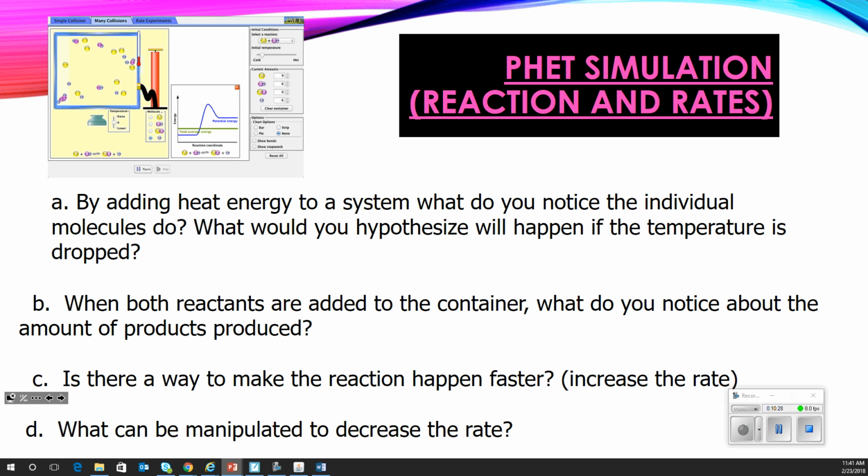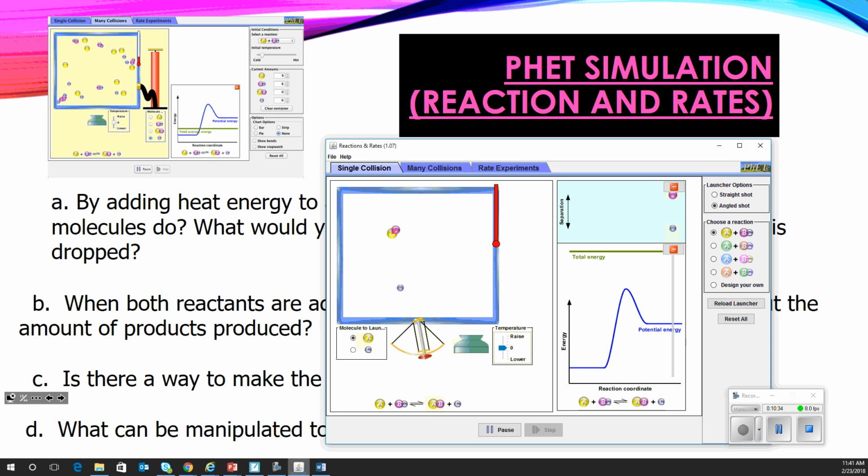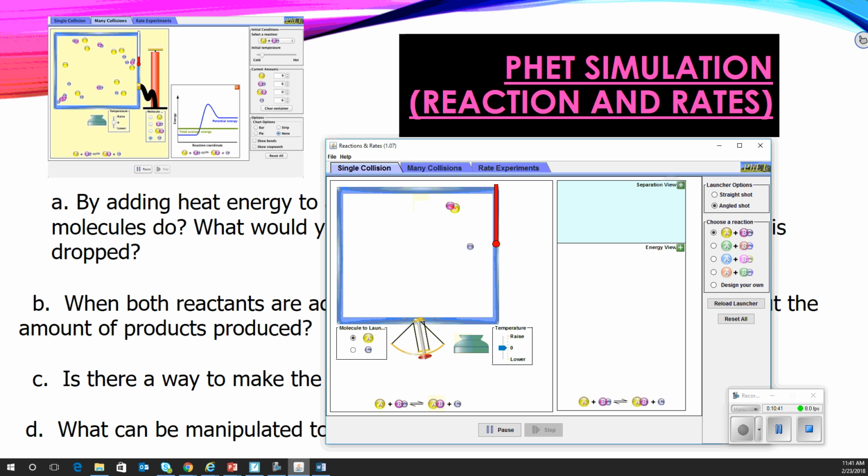Okay, I also want you to try what happens when things are added. Now I think I've got this up, but I don't remember where it is. It's right here. Okay, so this is what you should be seeing when it comes up. This will be closed, and this will be closed. I want you to just tap those open.